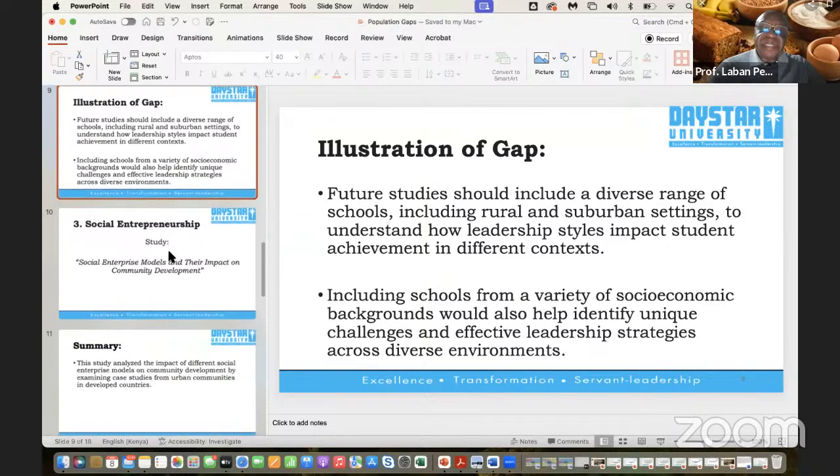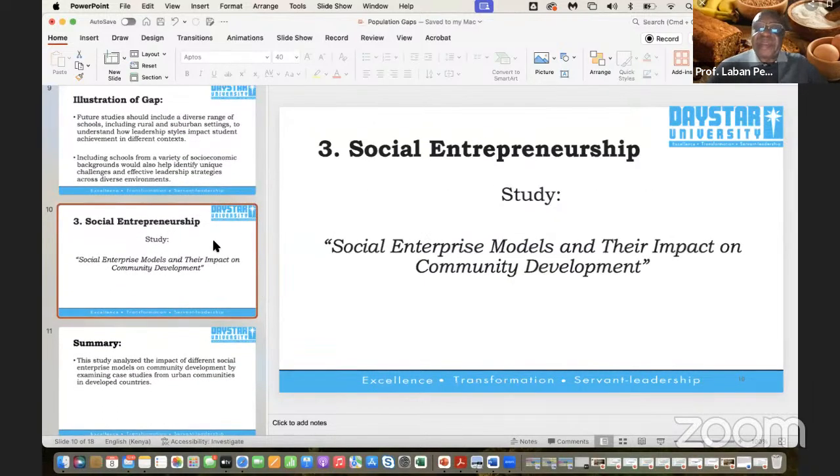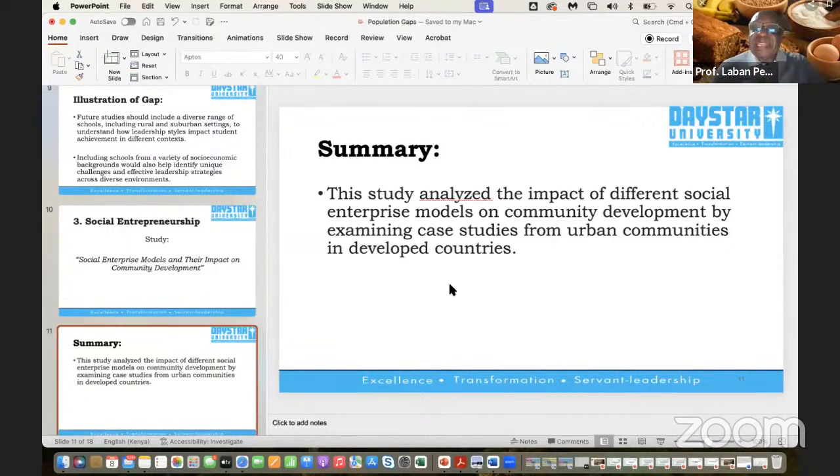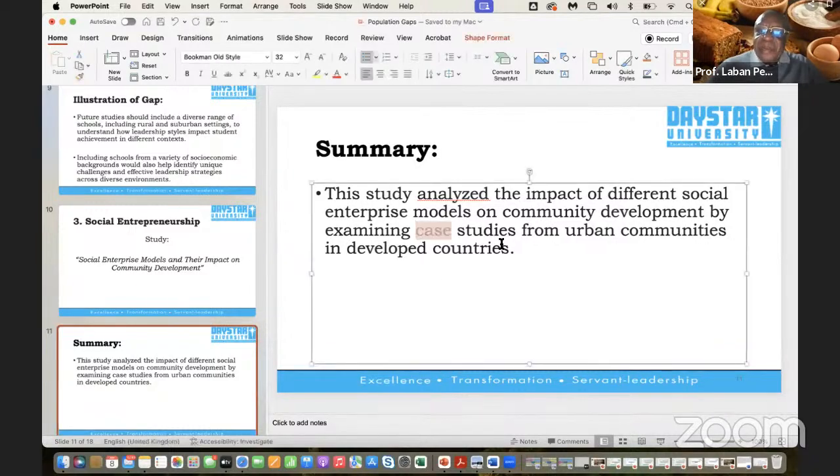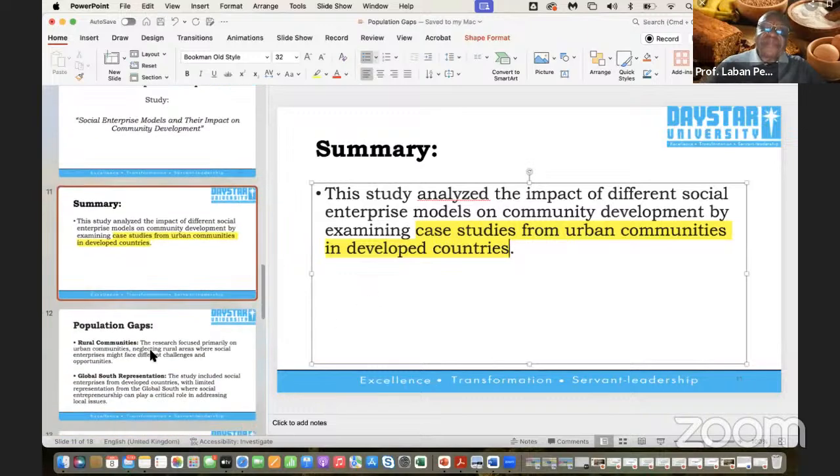Now, suppose you are in the School of Business and you're doing something on social entrepreneurship. Social enterprise models and their impact on community development, population. And then the study analyzed the impact of different social enterprise models on community development by examining case studies from urban communities in developed or undeveloped countries, depending on the paper you are reading. Again, this is targeting a certain population.